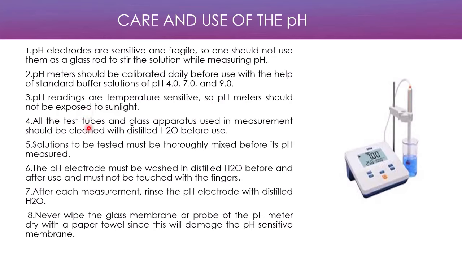4. All the test tubes and glass apparatus used in measurement should be cleaned with distilled water before use. 5. Solutions to be tested must be thoroughly mixed before the pH is measured. 6. The pH electrode must be washed in distilled water before and after use and must not be touched with the fingers. 7. After each measurement, rinse the pH electrode with distilled water. And 8. Never wipe the glass membrane or probe of the pH meter dry with a paper towel, since this will damage the pH sensitive membrane.